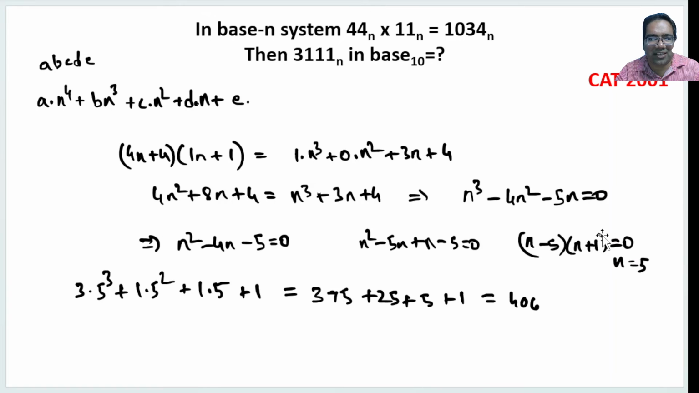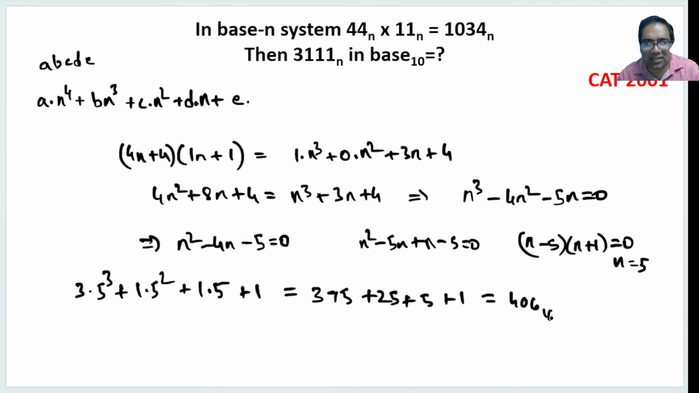Clearly, we are not concerned about the negative number here because base n should be a positive number. So this system is actually base 5, right? When we know the base, we can very easily convert this 311n. It is simply 3 into 5 cube plus 1 into 5 square plus 1 into 5 plus 1. For any base, when we know n, it becomes very straightforward. Then this becomes 3 into 125, 375, plus 25, plus 5, plus 1, which is 406. This 406 is in base 10.